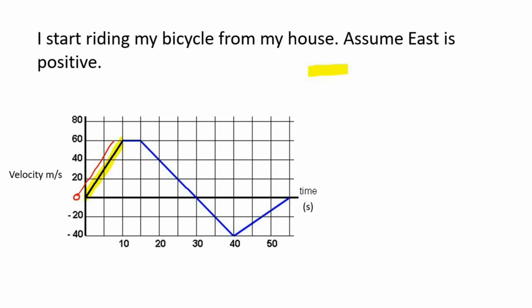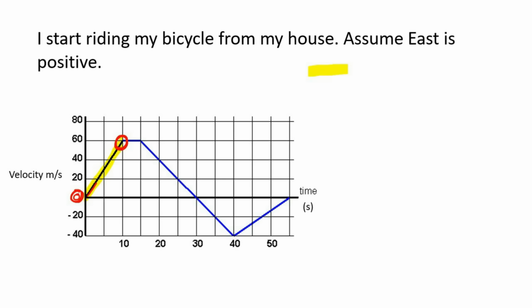Geez, that's actually really fast. What is that? If we convert that into kilometers per hour, wow, I'm riding my bicycle at 216 kilometers per hour. Maybe it's a motorbike. Okay, so we're going all the way from 0 up to 60 meters per second.